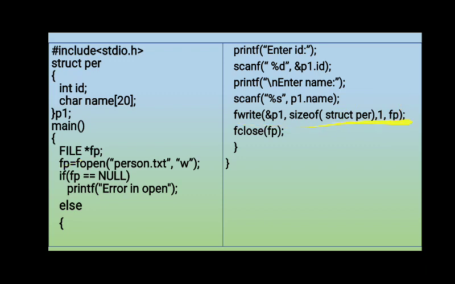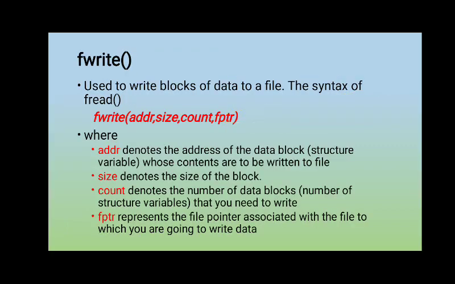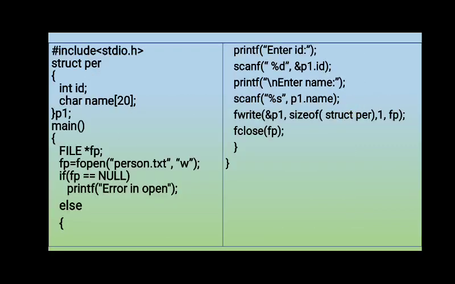So using this function, the entire content will be written to the file person.txt. So that is the use of fwrite. So using a single function, you can write the content of the entire structure variable. So the entire structure's data can be written using a single function. You don't have to first write the id, then write the name. That is not needed. You can write it in a single go.